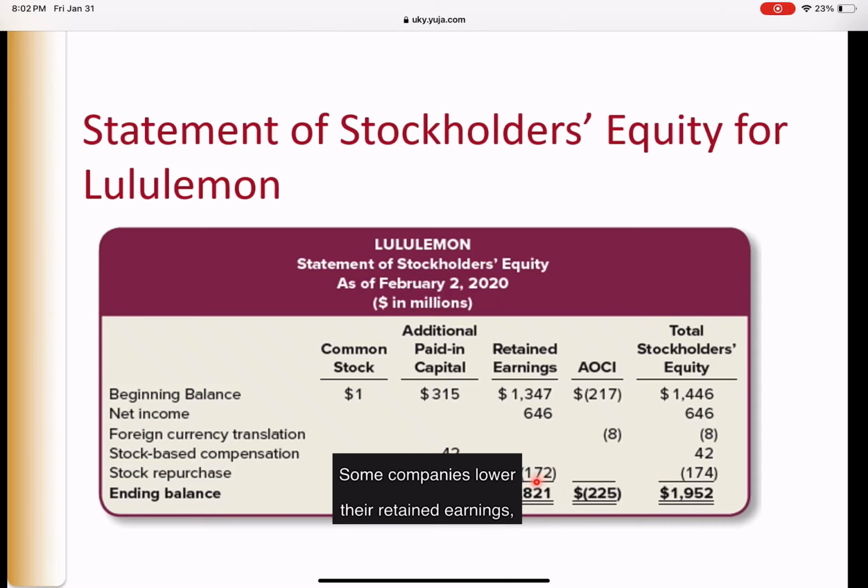Some companies lower their retained earnings. Other companies just have it as a separate line item. Accumulated other comprehensive income, what did they have here? They had a foreign currency translation loss this year because it's in parentheses.